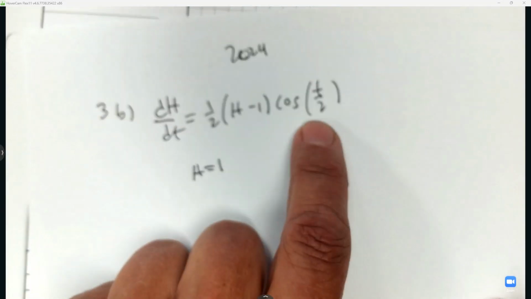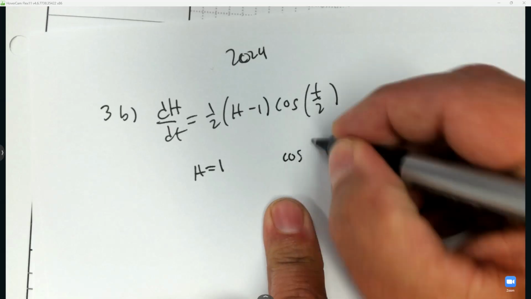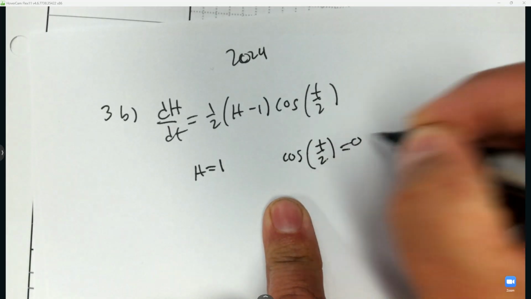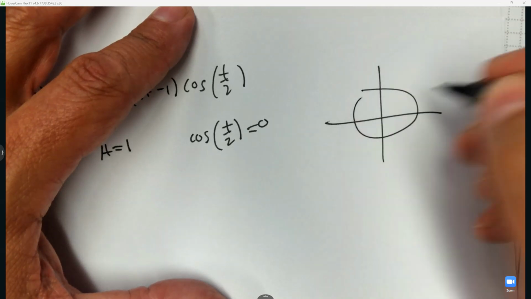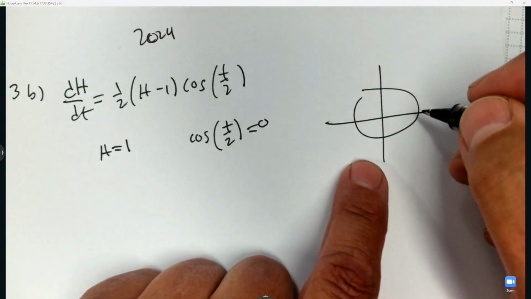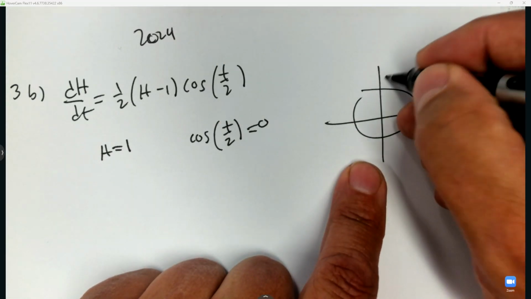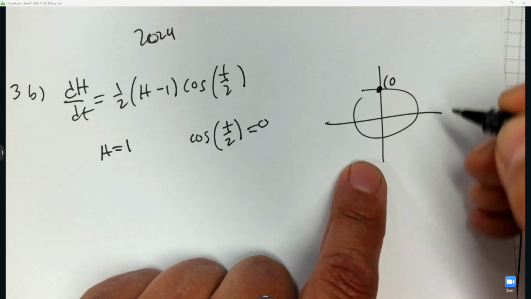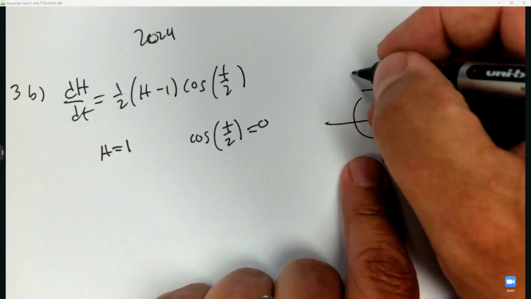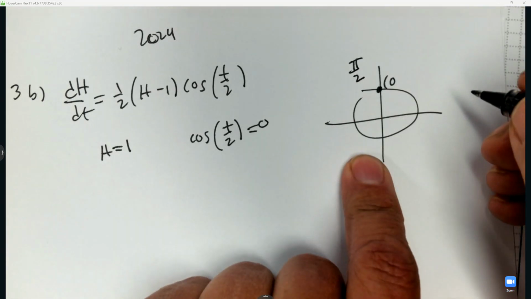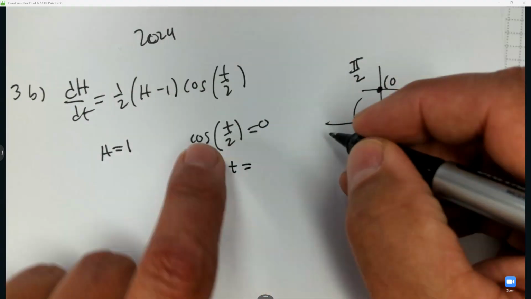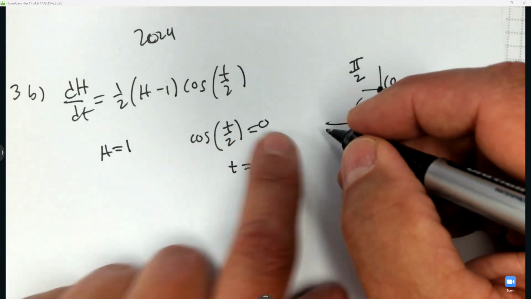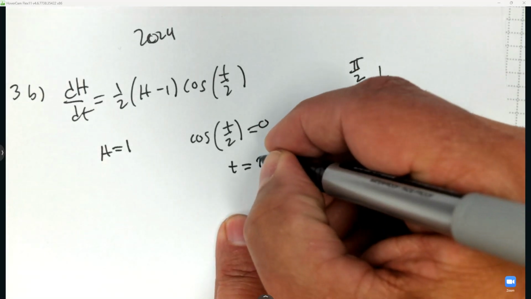The other one that would make it 0 is if cosine is equal to 0. So I need to know my unit circle and know at what angle is cosine equal to 0. And that's the x-coordinate. That's up here. So for this x-coordinate up here, that answer is pi over 2. So if I look at this, what value for t would make it pi over 2 for cosine, so it equals 0, and that answer is pi.